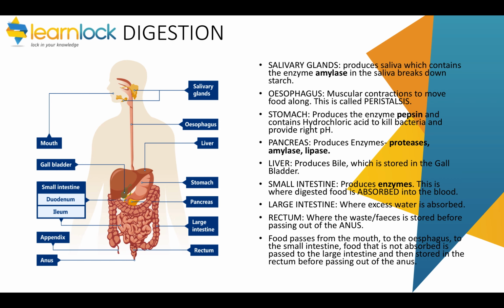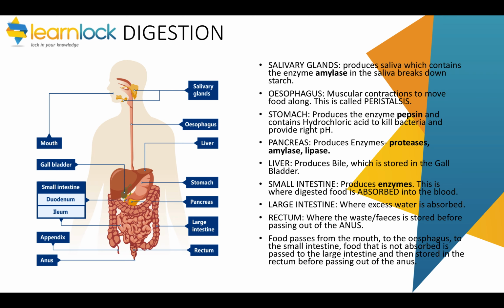The food then moves into the small intestine, and that's where more enzymes break down the food. And the digested food is then absorbed through the small intestine, through the villi, into the blood. So that's the most important part of digestion, the small intestine. Anything that doesn't get broken down moves into the large intestine, where all the excess water is absorbed back into the body. This waste is then stored in the rectum before being passed out of the anus.